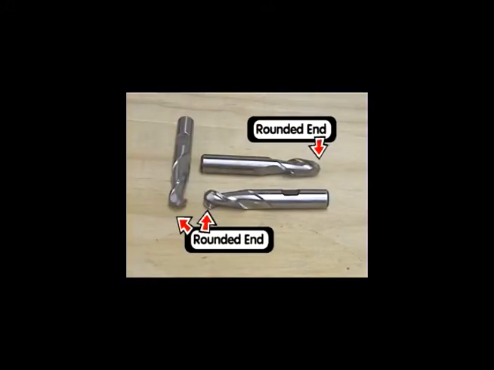Ball end mills have rounded ends. They are used for cutting rounded profiles or holes with spherical ends.